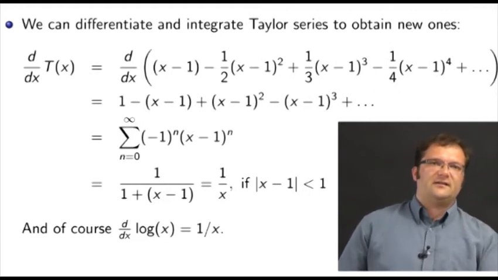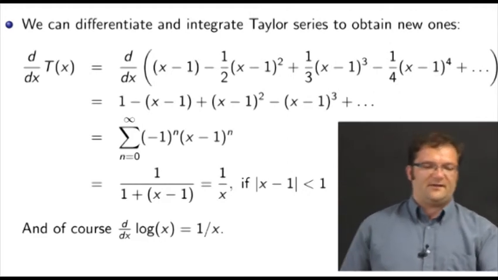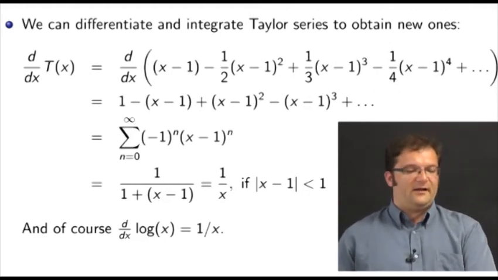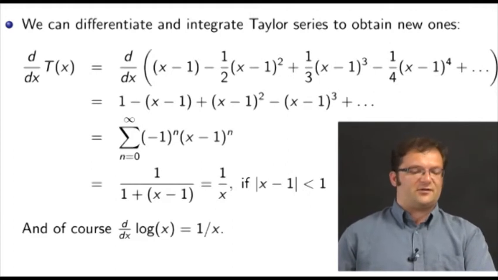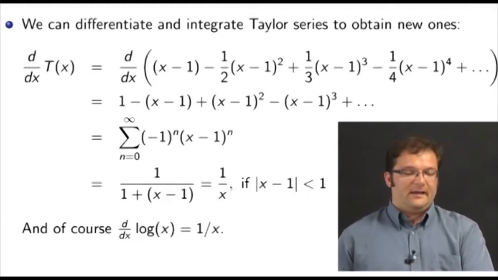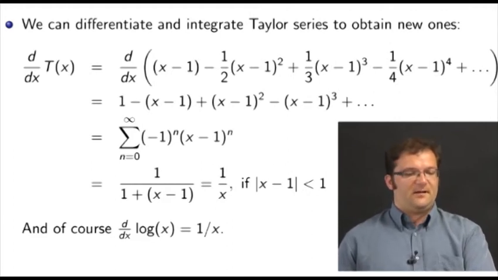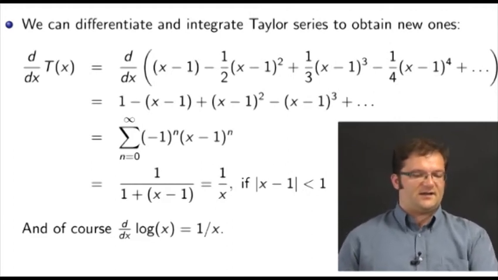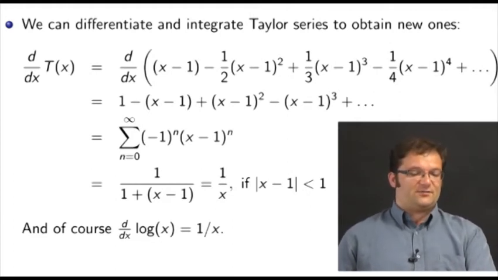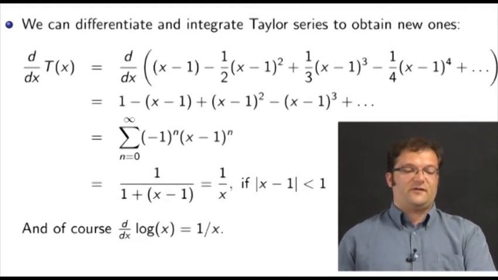I can differentiate each term in the series separately and then consider their sum again. If I differentiate x minus 1 with respect to x, then I get a 1. If I differentiate minus 1 half (x minus 1) squared, I get 2 times 1 over 2 (x minus 1). So this is just x minus 1. And I have the minus sign, so I get minus (x minus 1). And so on and so on. The next term will give me (x minus 1) squared with a plus sign. And then I get (x minus 1) cubed with a minus sign again.